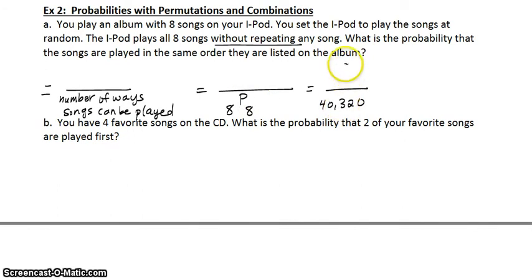Now, let's go back and think about the top. So on top, you always put what you are looking for the probability of. And I'm saying, what is the probability the songs are played in the same order? So how many ways could it be played in the exact same way it's listed on the album? If you think about that, there's only one way. If you look at your album, there's only one way that it's listed in order. So there's only one way that I'm looking for it to be played exactly in the order it's listed.